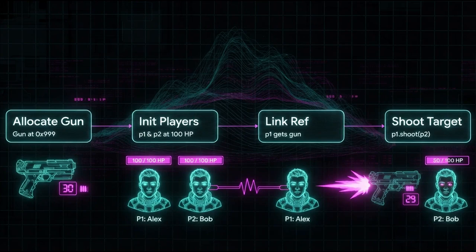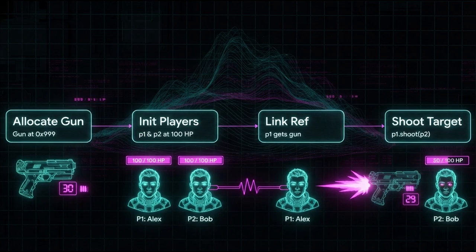Let's see how this builds in a live execution trace. Step 1. We allocate our gun with 30 bullets. Step 2. We create our players. Let's call them Alex as P1 and Bob as P2, both starting fresh with 100 HP. Step 3. We link the reference, handing the gun over to Alex. Step 4. The climax of our simulation. P1.shoot(P2). Alex is the calling object, Bob is passed as the target argument.